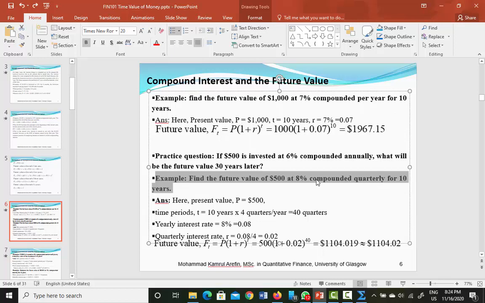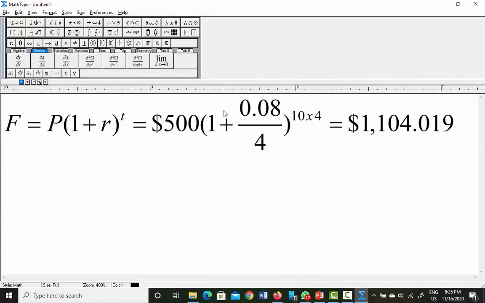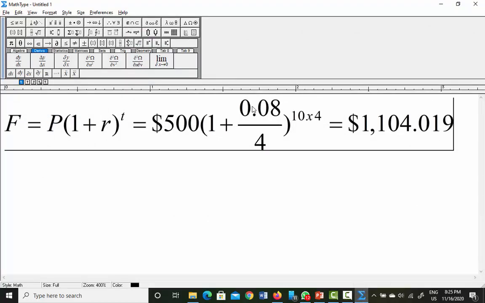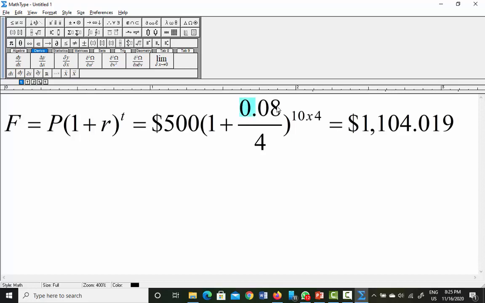We know that in a year we have 4 quarters. So this is the yearly rate; if you divide it by 4, you will get the quarterly interest rate, and the period of investment is 10 years. So 500 is the present value, 1 plus R, where R is the annual rate of 8%. If you divide it by 4, you will get the quarterly interest rate.